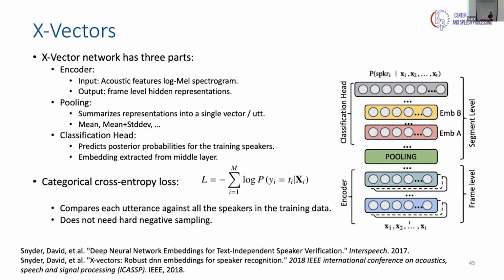So in this x-vector paper, the proposal is to have a network with an encoder part, where given the input features, you get a sequence of output features, then you have a pooling layer, and then you have a classification head where the outputs are the speakers in the training set. So you have one neuron in the output for each speaker in the training set, and then you just train it using cross-entropy loss. And this was much simpler than the previous approaches, and actually it ended up working better than triplet loss or the Siamese network.